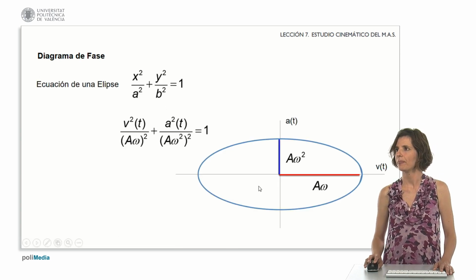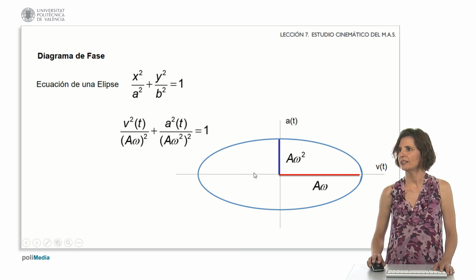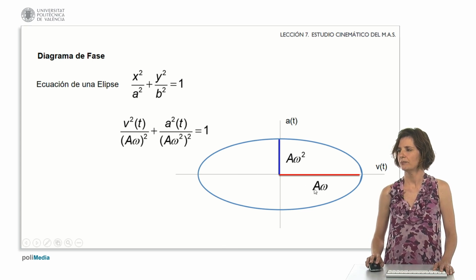If we compare the equation that we have obtained with the equation of the ellipse, we can see that, in our case, what we represent on the horizontal axis, the x-axis, is the velocity, and what we represent on the vertical axis is the acceleration. You can see it here. And the semi-axis A in our case is A omega, which is painted in red, and the semi-axis B is A omega squared, which is painted in blue.